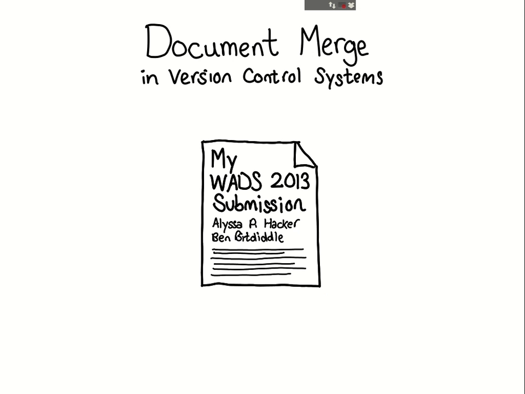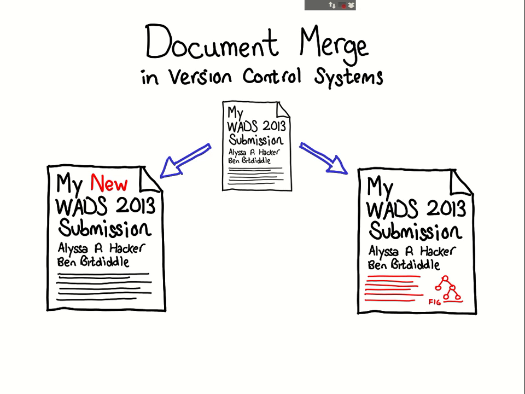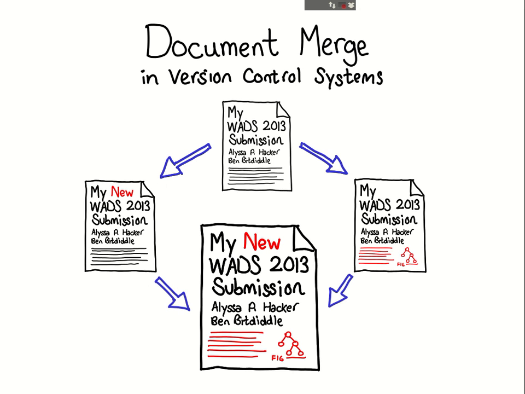Suppose that you were working on your WADS 2013 submission. You, being a collaborative person, have a number of co-authors, and you'd like to work on your paper at the same time as everyone else. Now, of course, when people are editing the same paper concurrently, you may end up with different versions of the document, which have different changes. Someone might change the title, while someone else might change the abstract. And what you'd like to do is merge these changes back together.